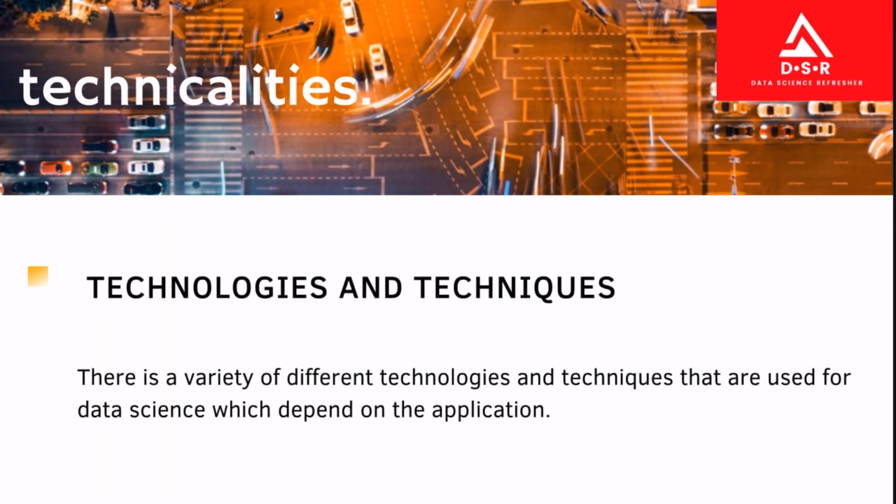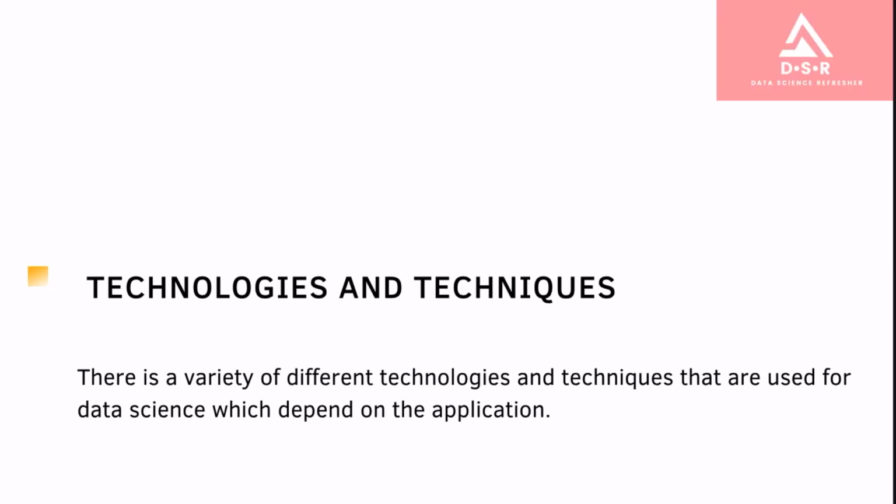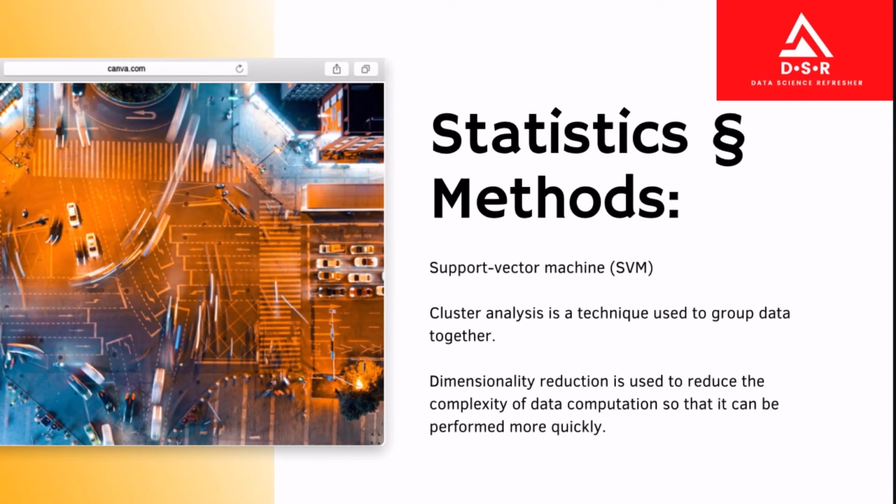Technicalities. There is a variety of different technologies and techniques that are used for data science, which depend on the application. According to the need, we will be using various techniques and technologies. Statistics and methods: support vector machines. Cluster analysis is a technique used to group data together. We would be learning about cluster analysis later.